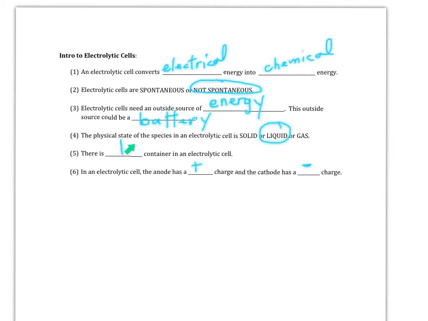And the physical state of the species in electrolytic cells is liquid. A lot of times they use the word molten. And there is one container in an electrolytic cell as opposed to two very separate containers in a galvanic cell. And in an electrolytic cell, the anode has a positive charge because the electrons are leaving it, and the cathode has a negative charge because the electrons are going towards it. It's reversed of a galvanic cell.